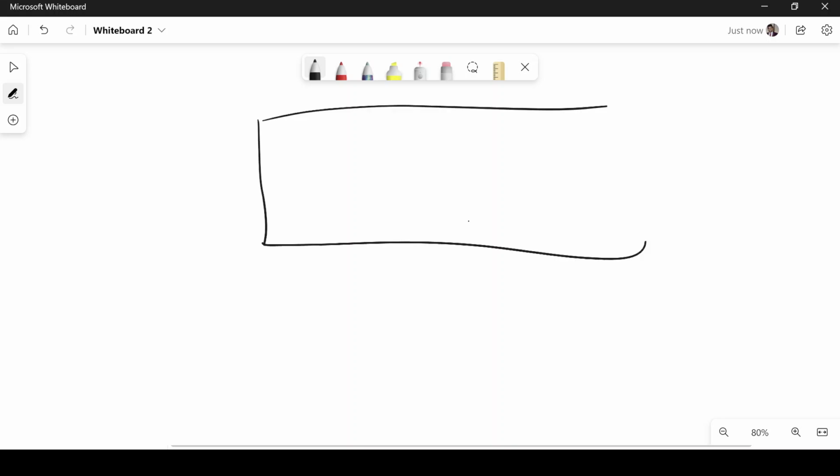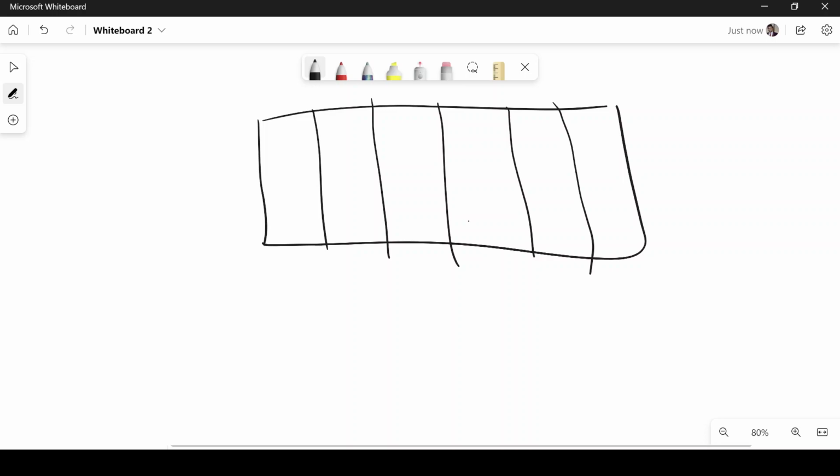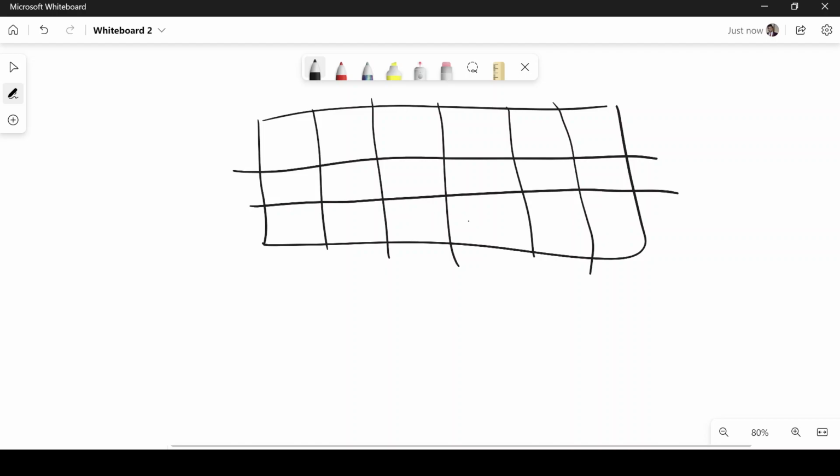It says M cross N grid, and there are cells in that grid, and some of the cells are occupied either by a guard or a wall. So some guards can be present at some cells, or some walls can be present at some cells, or the remaining cells will be unoccupied. The indices of those guards and walls are given. So suppose if I say G, that means a guard is present at this index, a wall is present at this index, a guard is present at this index, and for example, a guard is present at this index, a wall here, and so on. So the problem gives us this information.